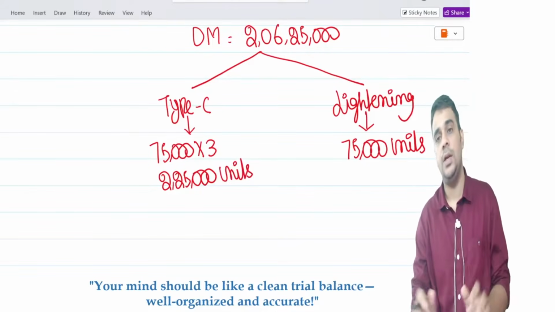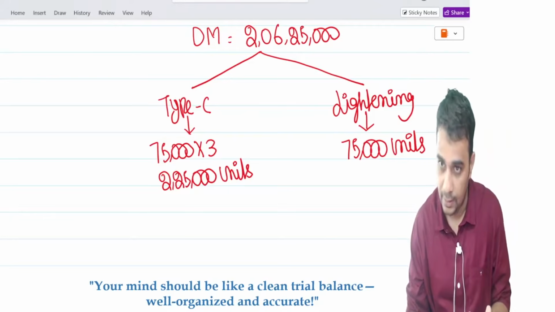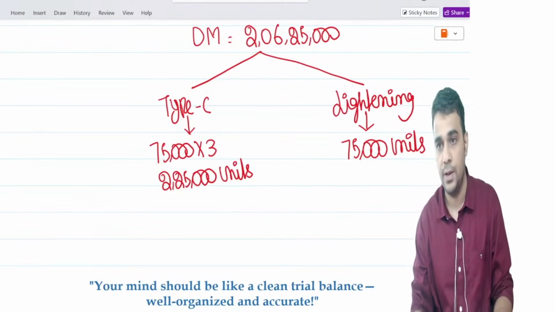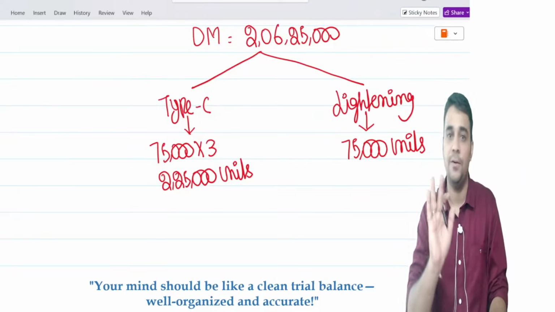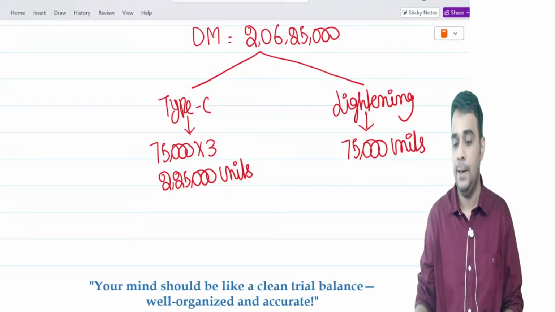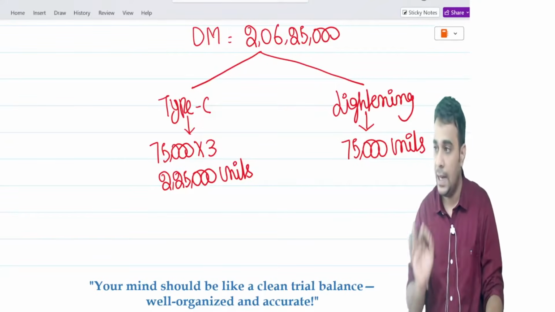If the question did not give me any other data, I would have split 2 crore in this ratio itself, units ratio itself. But there is some information. I'll analyze the information. 2,25,000 is type C cable and 75,000 is the lightning cable.